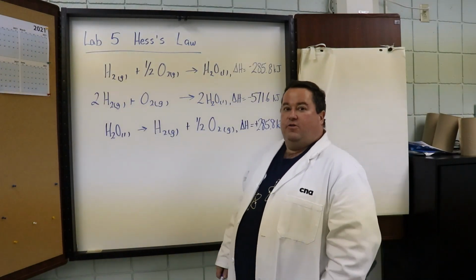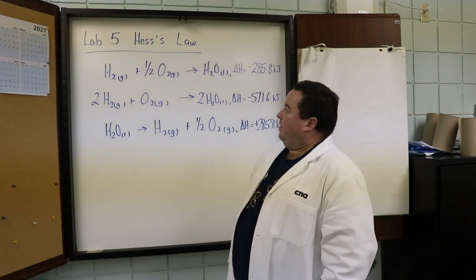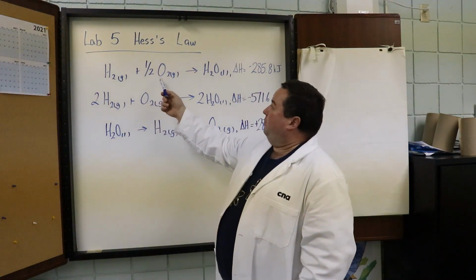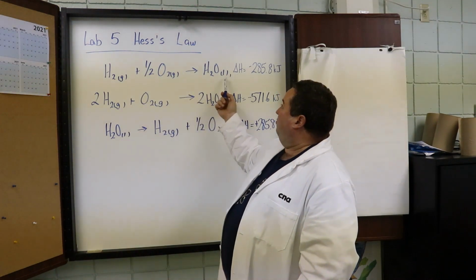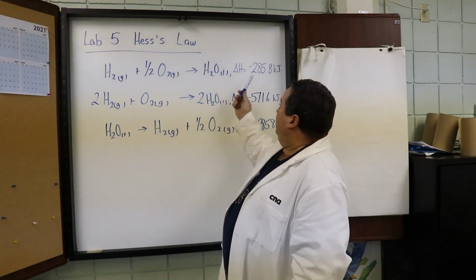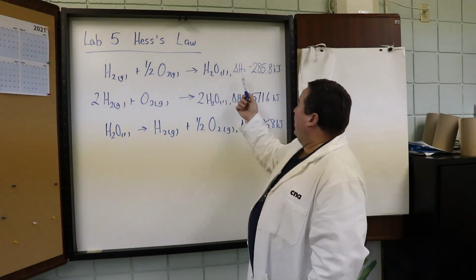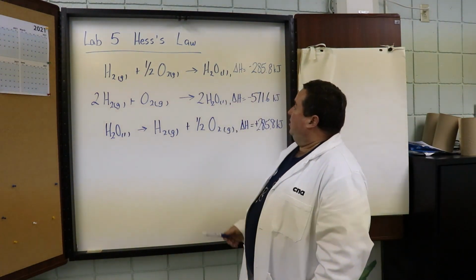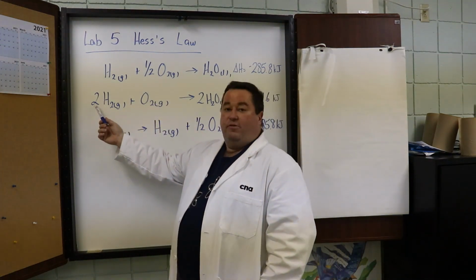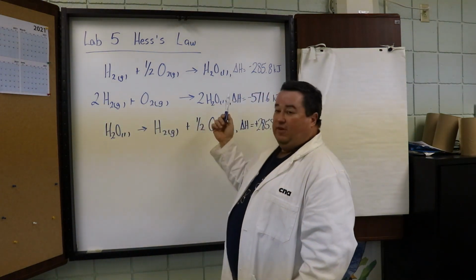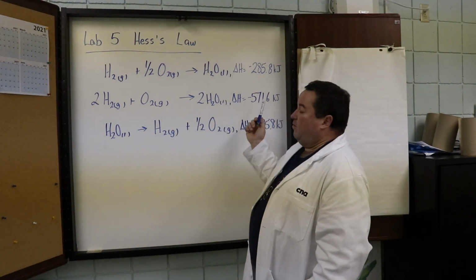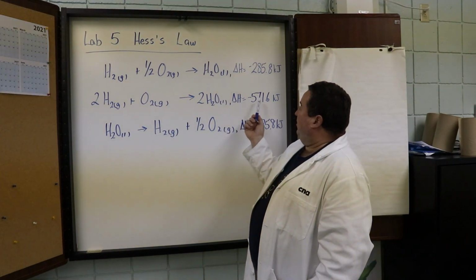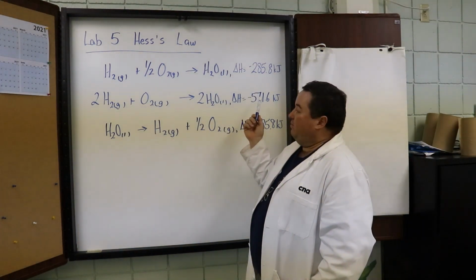So we need to use a few principles. First of all, if I were to look at this reaction here, hydrogen plus a half of an oxygen produces water. We see that the enthalpy for this reaction is negative 285.8 kilojoules. If I were to actually multiply through the equation by 2, we see the effect that it has is it exactly doubles the enthalpy as well. Multiplying all the coefficients by 2 has actually caused the enthalpy to be multiplied by 2.